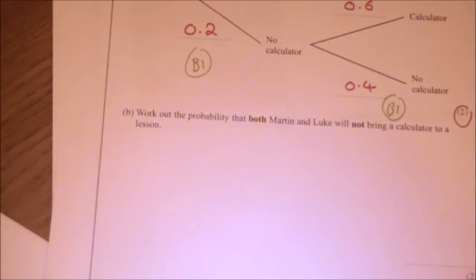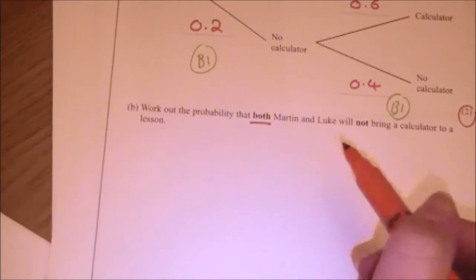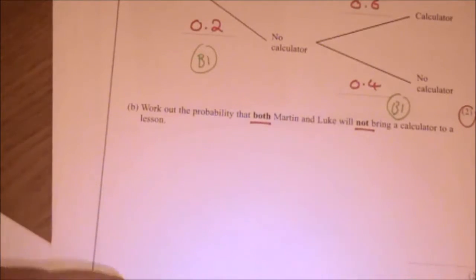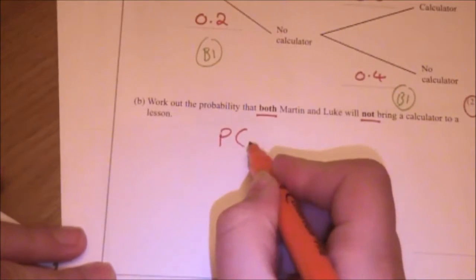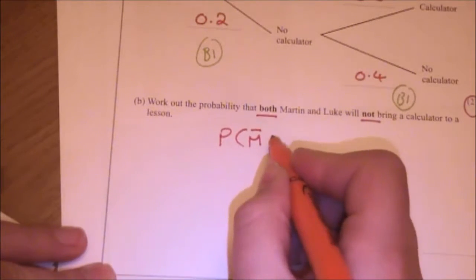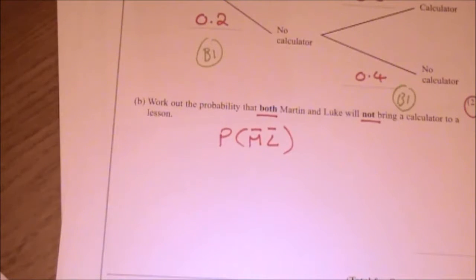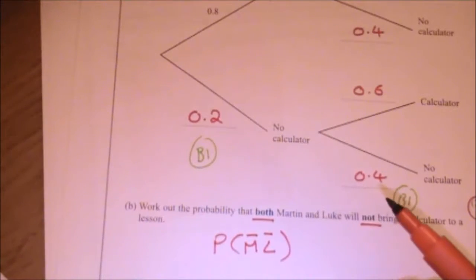Now part B wants us to work out the probability that both, and they've even put it in bold, both Martin and Luke will not bring a calculator to the lesson. So I am looking for the probability of Martin not bringing a calculator and Luke not bringing a calculator. I can think about this as a little story with regards to what Martin and Luke are up to, and the path that they take through our story, which is the probability tree.